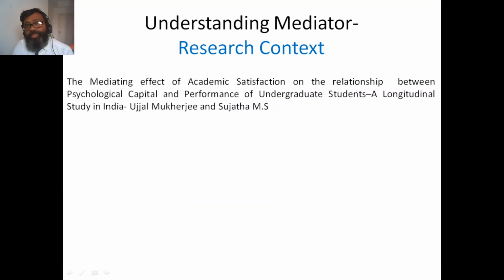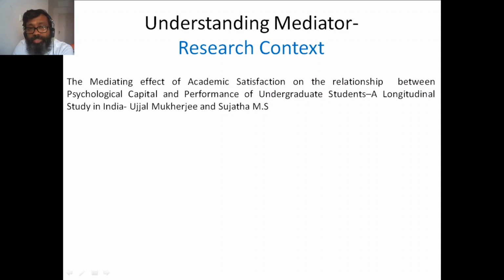Now coming to a research context, this is a paper written again with one of my scholars, Sujata MS. Look at the title of the paper: the mediating effect of academic satisfaction. So which is the mediator? Academic satisfaction, on the relationship between psychological capital and performance of undergraduate students. Which is the independent variable in this case? Psychological capital. Which is the dependent variable? Performance of the undergraduate student. Which is the mediator? Academic satisfaction. So we know the three variables involved here.